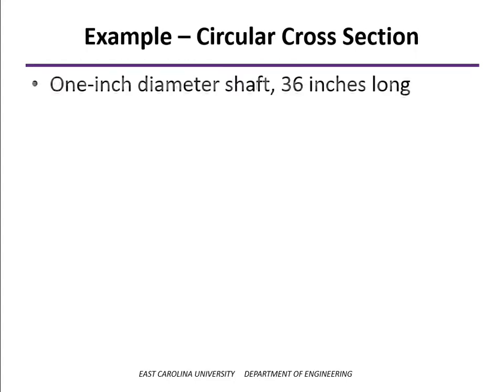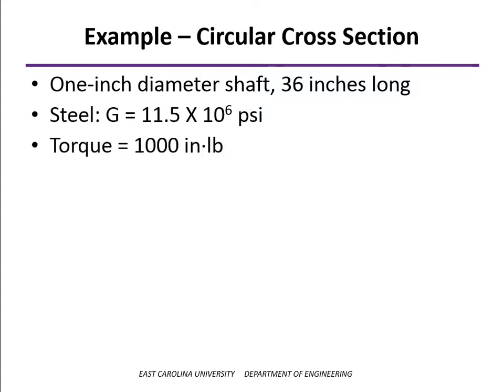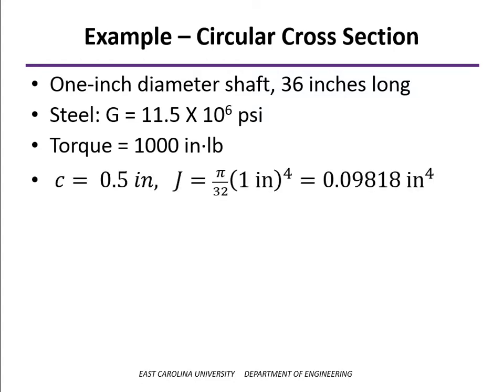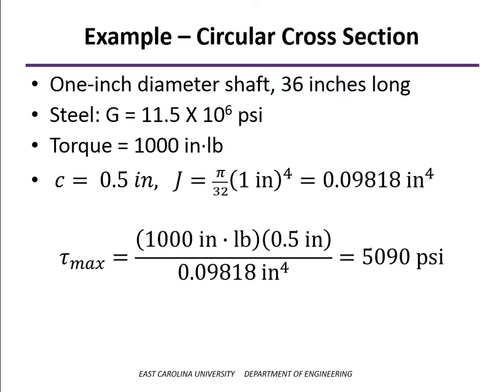So let's look at an example. We picked a 1-inch diameter shaft that's 3 feet long. We've made it out of steel, so G is 11.5 million psi, and we'll apply a torque of 1,000 inch-pounds to the end of it. And so calculating a value of J and then plugging into the equation, we get a value of a little over 5,000 psi.